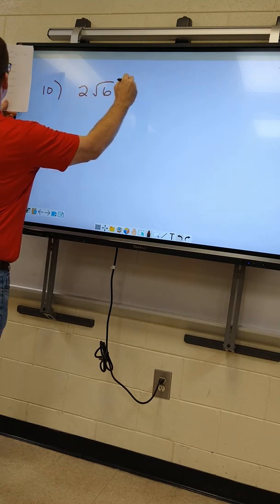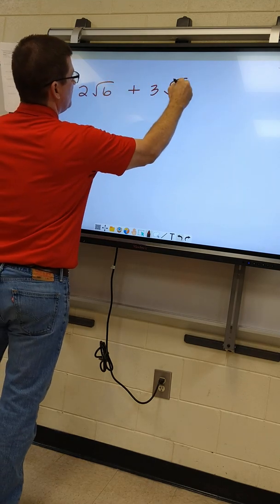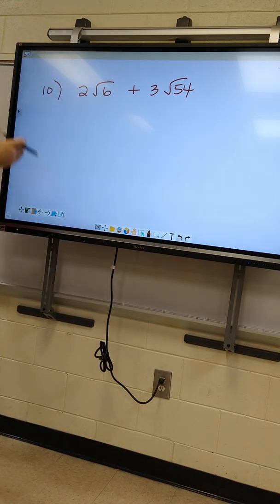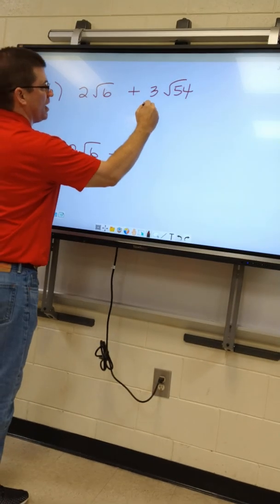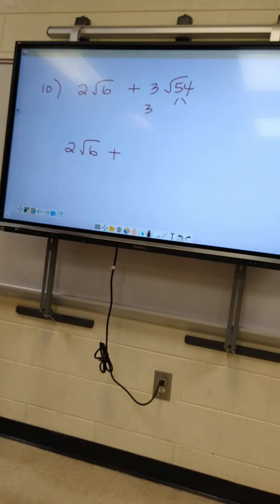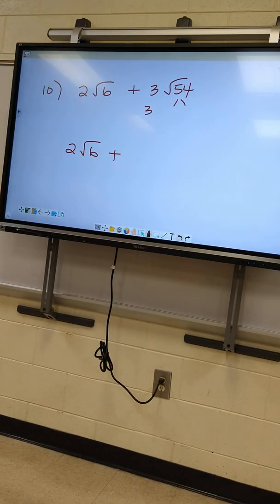2 root 6 plus 3 root 54. All right, we just did 6, and we just said nothing on the board divides into 6, so drop it down. Now, I'm going to give you guys a chance to break down 54 quietly. Don't say anything about it out loud. See if y'all can figure out which number on the board divides into 54. How we got the rest of it? I don't know.